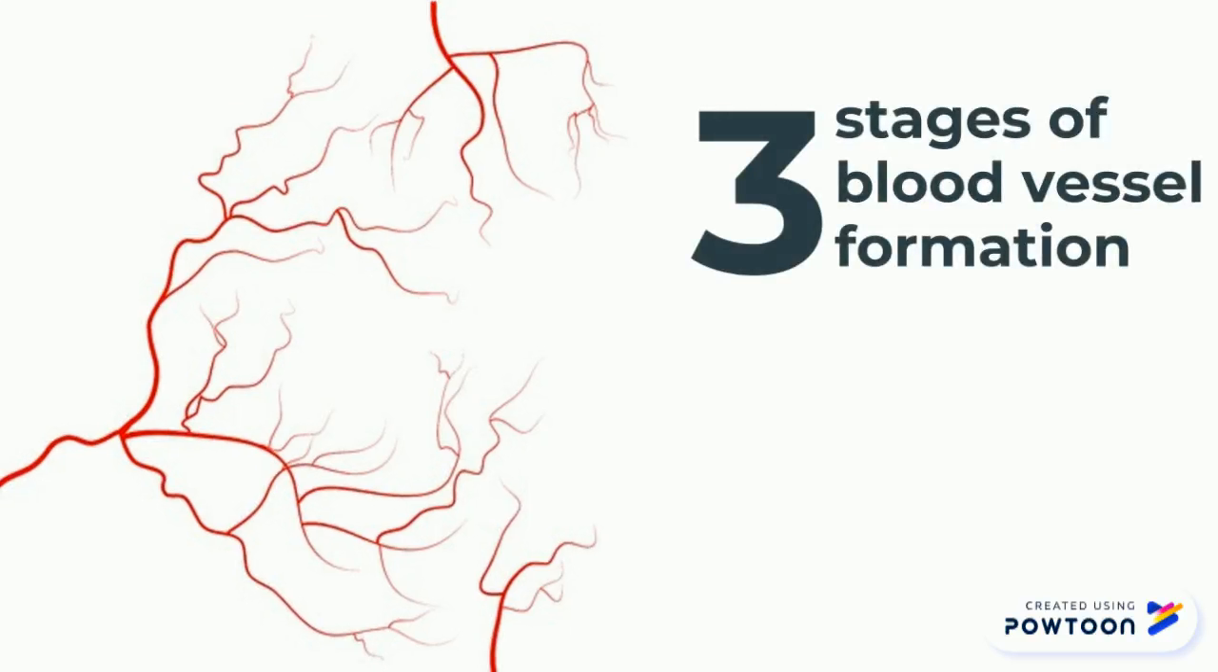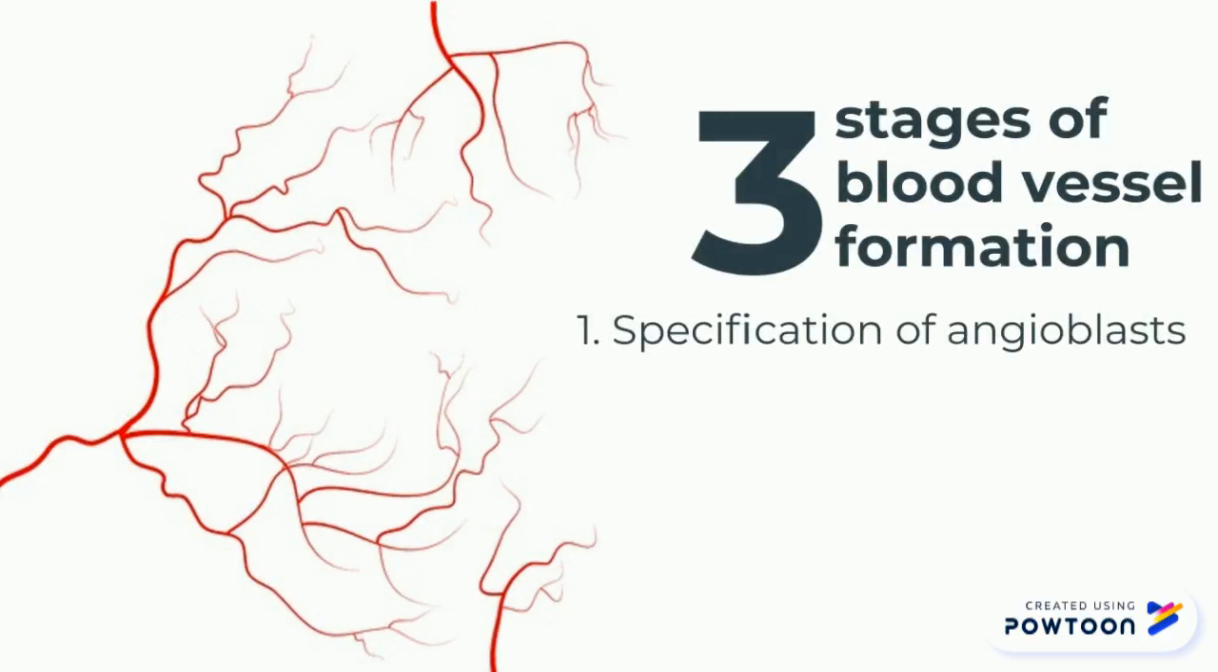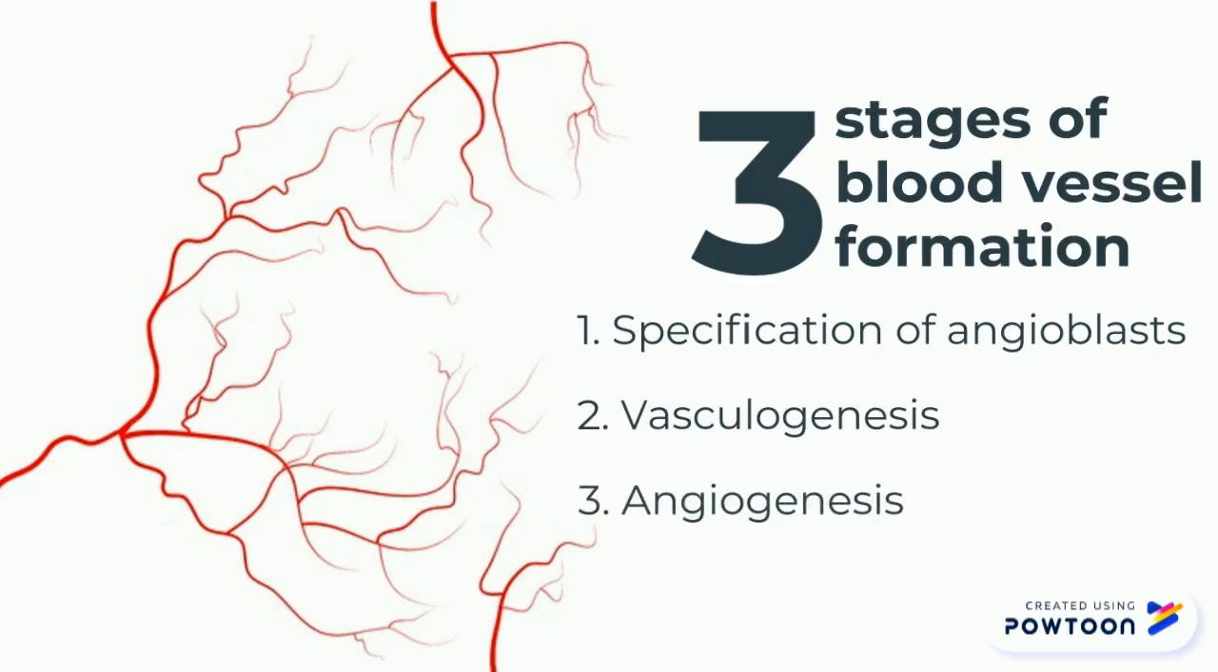There are 3 stages in blood vessel development. First, specification of the angioblasts, cells that differentiate into blood vessels. Second, vasculogenesis, where angioblasts create the primary capillary plexus. And third, angiogenesis, which is the reorganization of this plexus to form new branches.